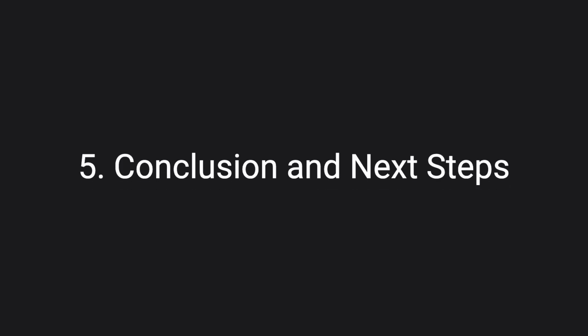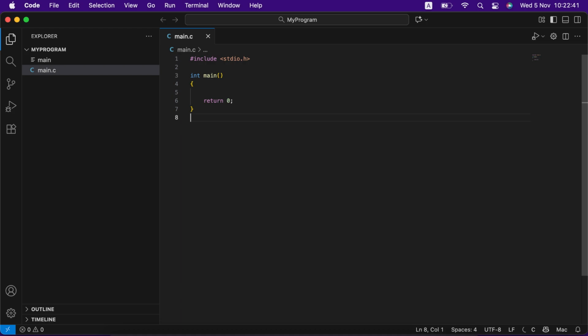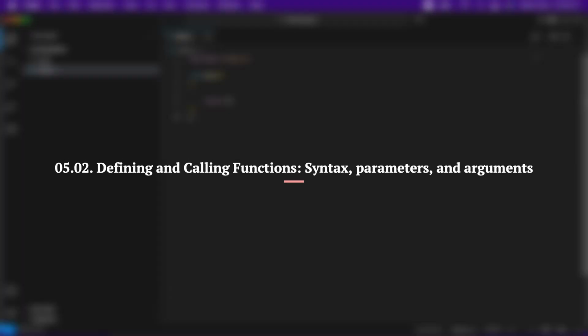Fifth, conclusion and next steps. Functions are the architectural building blocks of structured C programming. They are crucial for creating code that is reusable, easy to maintain, and clear to read. In the next lesson, we will move from the conceptual understanding of functions to the practical syntax. Our next lesson is 5.02, Defining and Calling Functions: Syntax, Parameters, and Arguments.